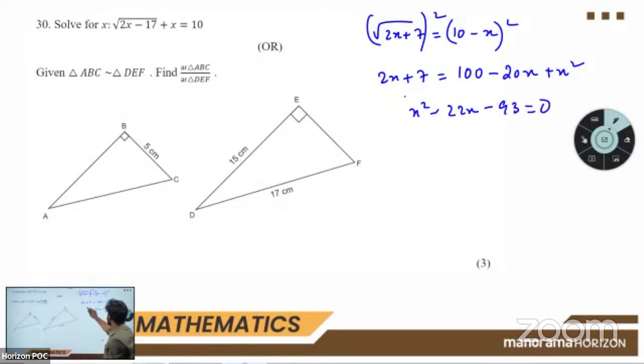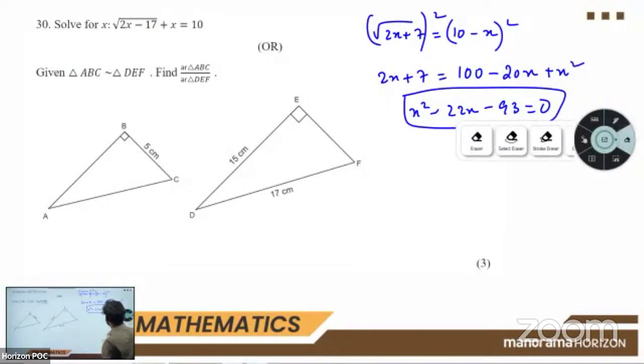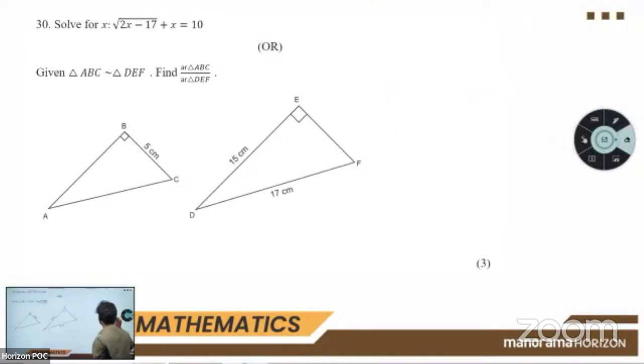So this is what I get. x square minus 22x minus 93 is equal to 0. Sorry, the question is 2x minus 17, right? I misread it as plus 7. Okay, there was a small error there. So, root of 2x minus 17 plus x is equal to 10.